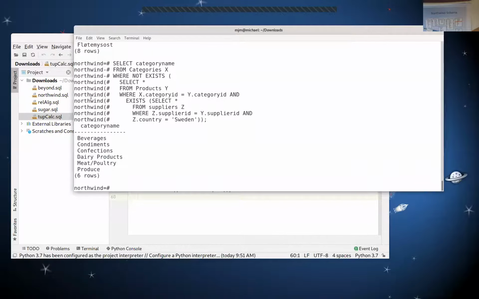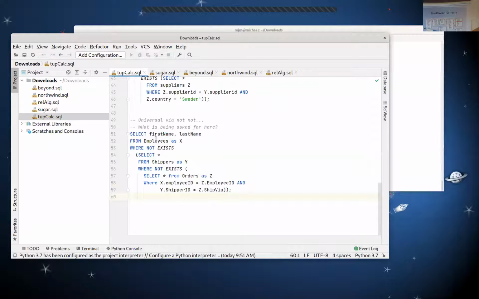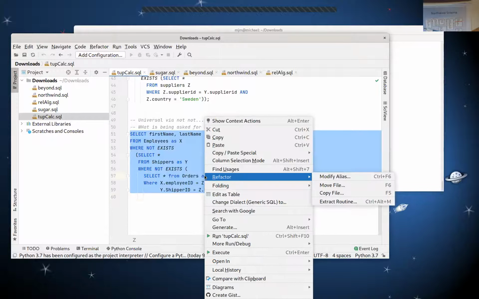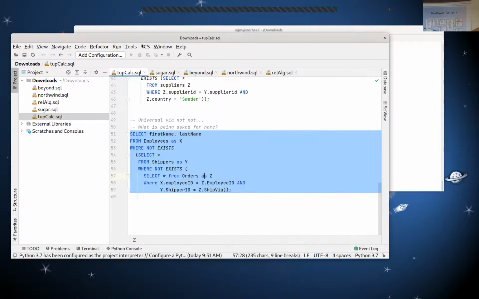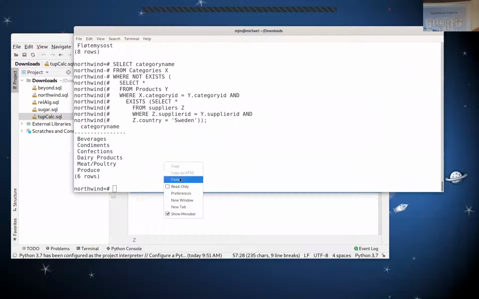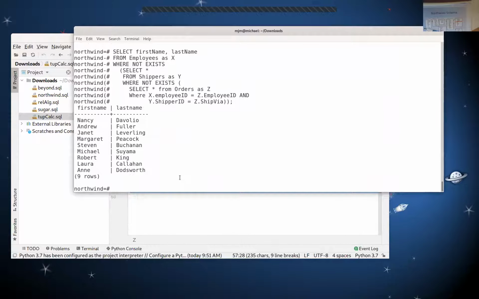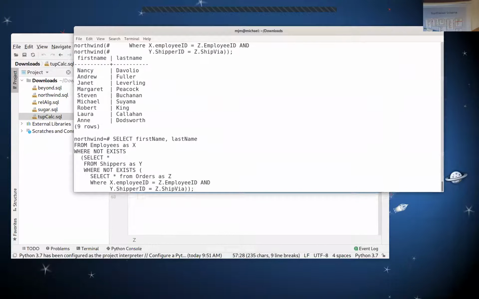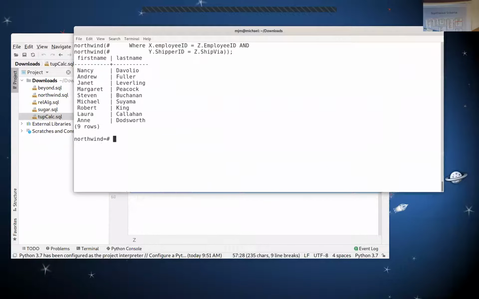Did we ever do this? Oh yeah, so these are the employees who ship with every shipper. Let's evaluate that and see if we get any employees. It looks like maybe all of them have used all the different shippers. Let's see, is that true? Probably. But you have to trust that it works.